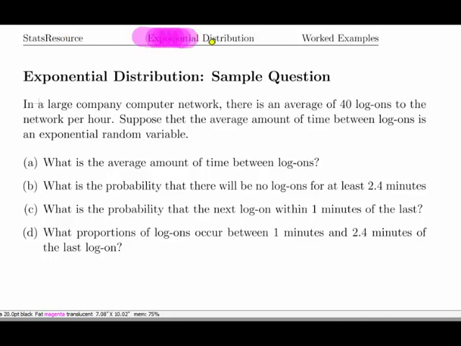In this presentation, we're going to look at the exponential distribution. So here's the question. In a large computer company network, there is an average of 40 logons per hour. Okay, so that is immediately suggesting something to do with the Poisson distribution. And it's useful to know that in general there is a connection between the Poisson distribution and the exponential distribution. But anyway, we'll continue.